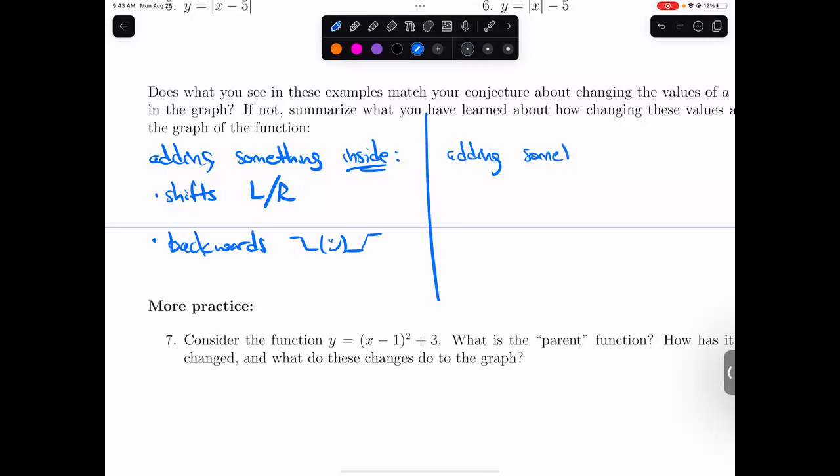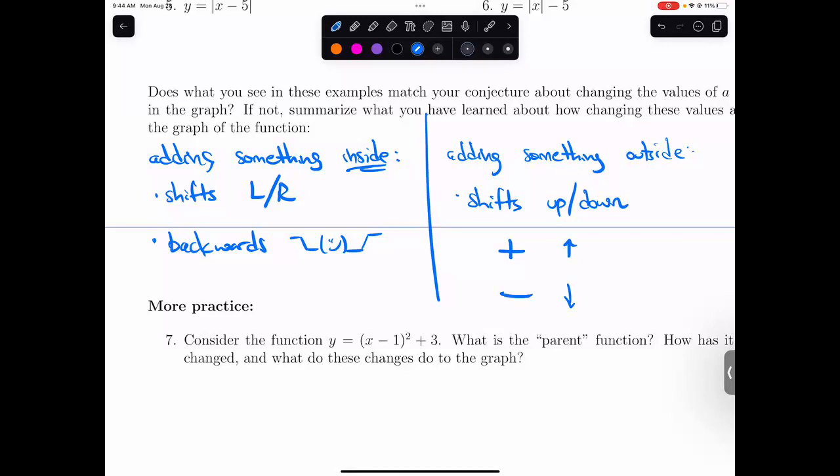Whereas adding something to the outside shifts things up or down. But again, that one works the way you expect it to, right? Adding something positive moves it up. Adding something negative moves it down, which is, again, probably more in line with what we think ought to happen.